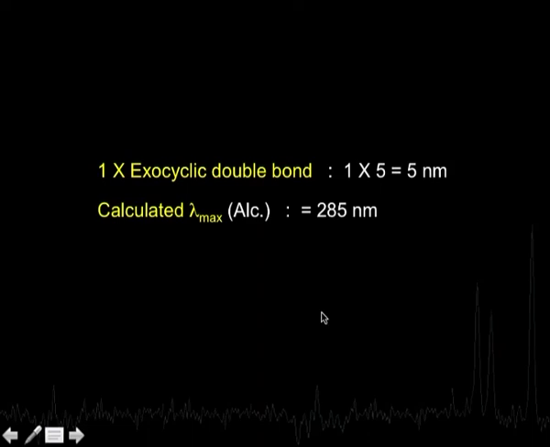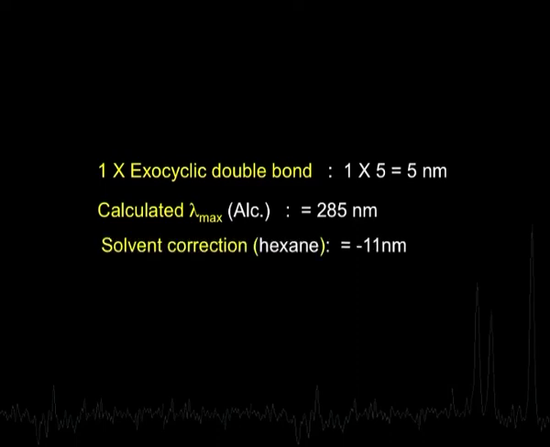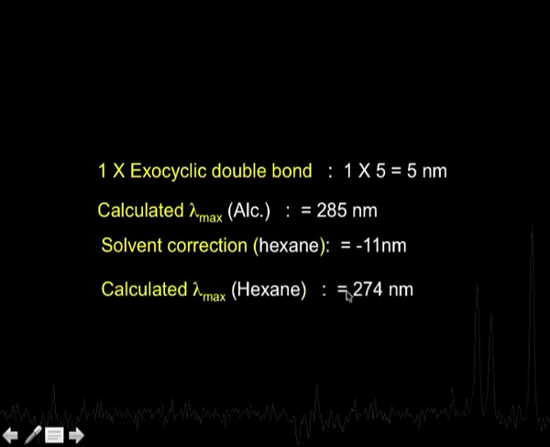But our objective was to find the value for hexane as a solvent system. So we have to apply the solvent correction there. The solvent correction for hexane happens to be minus 11 nanometers. So to get the value in hexane, we find that it is 285 minus 11, so the value will be 274 nanometers. That is how we apply the solvent correction. If I want to find a lambda max value for any solvent other than alcohol, then I have to apply a solvent correction. Otherwise, if I am using alcohol as the solvent, then the base values and those of the substituents from the tables can be used together to get the value of lambda max.